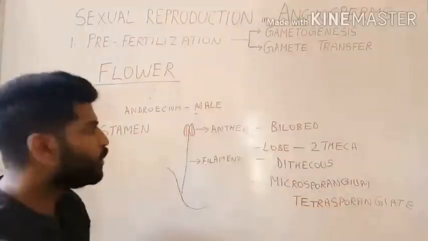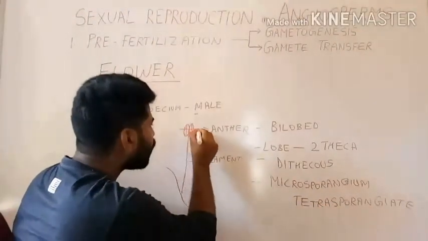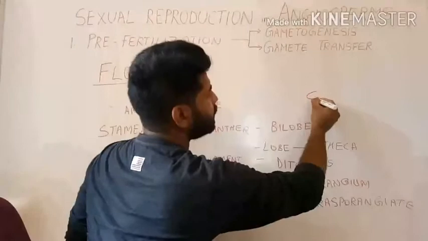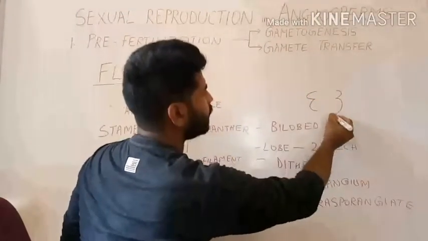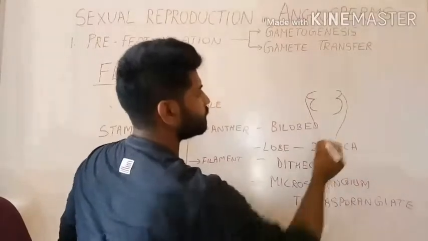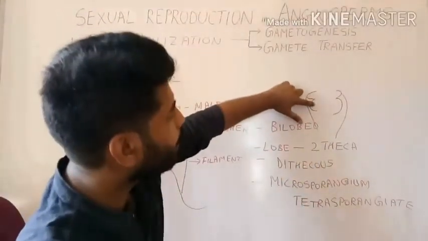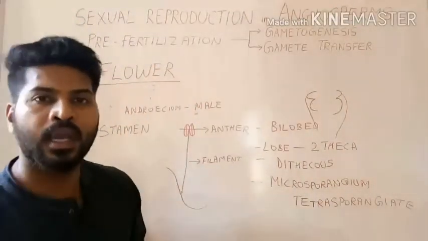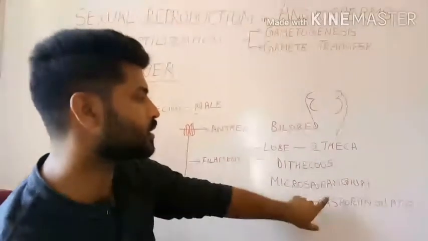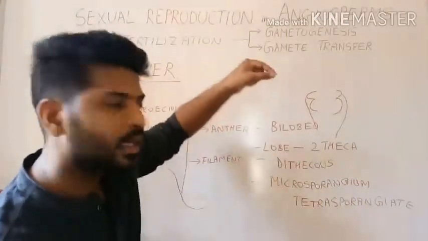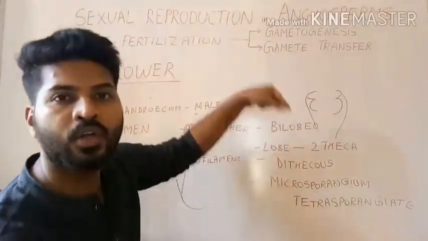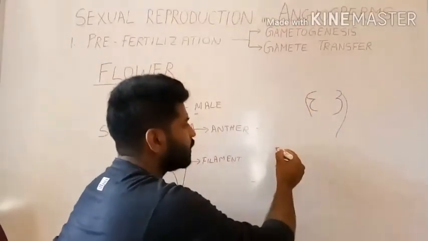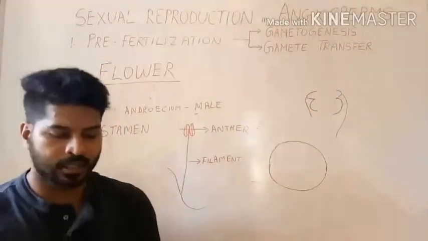In total, there are 4 microsporangia, 2 in this lobe and 2 in the other lobe. Therefore, this condition is called tetrasporangiate. When you take a transverse section of an anther, a TS of an anther, you see a structure like this. These are the 2 microsporangia, and 2 in the other lobe in the transverse section. These sac-like structures called microsporangia are present along the entire length of the anther.